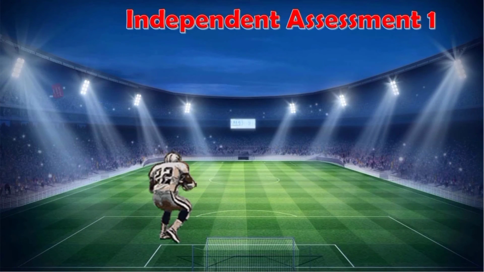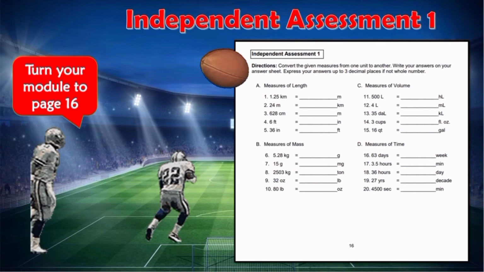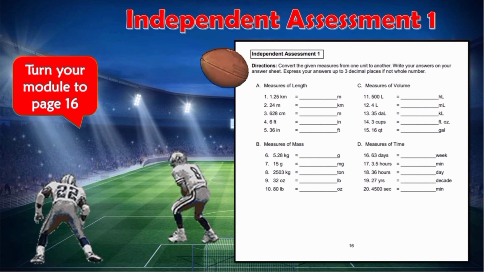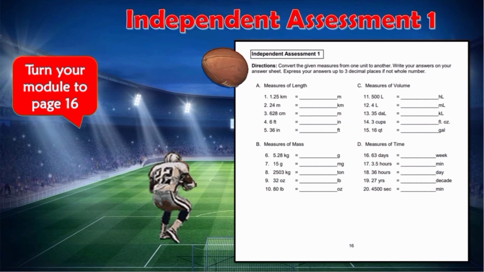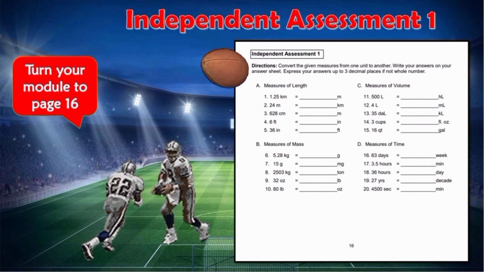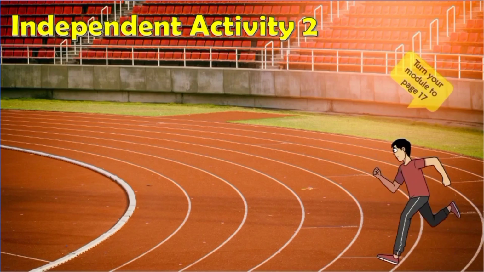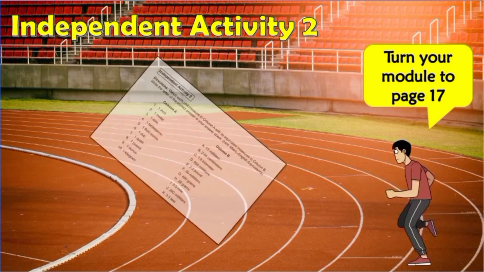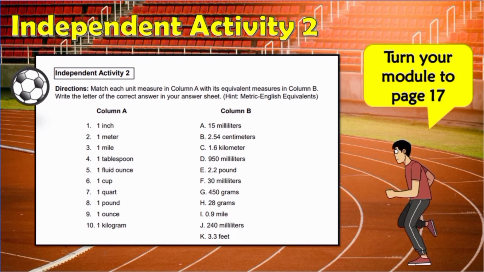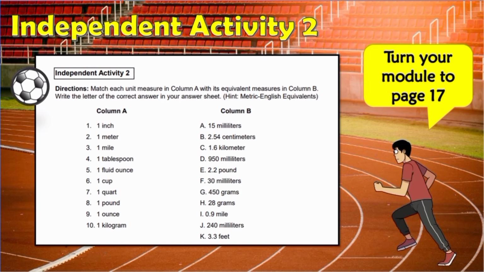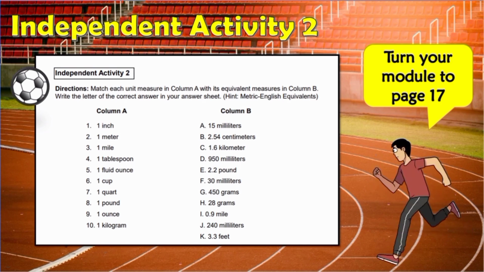Independent assessment number 1. Turn your module to page 16. Convert the given measures from one unit to another. Write your answers on your answer sheet. Express your answers up to 3 decimal places, if not whole numbers. Independent activity number 2. Turn your module to page 17. Match the unit measures in column A with their equivalent measures in column B. Write the letter of the correct answer on your answer sheet.